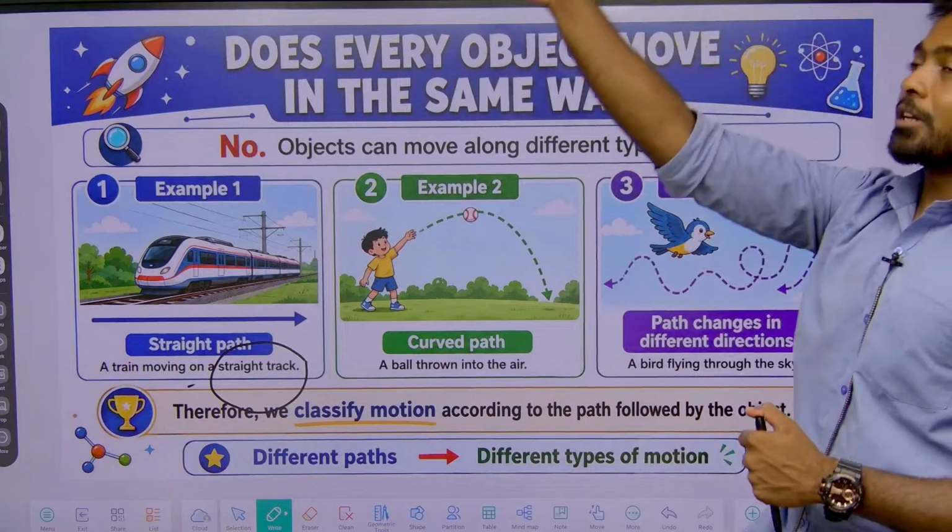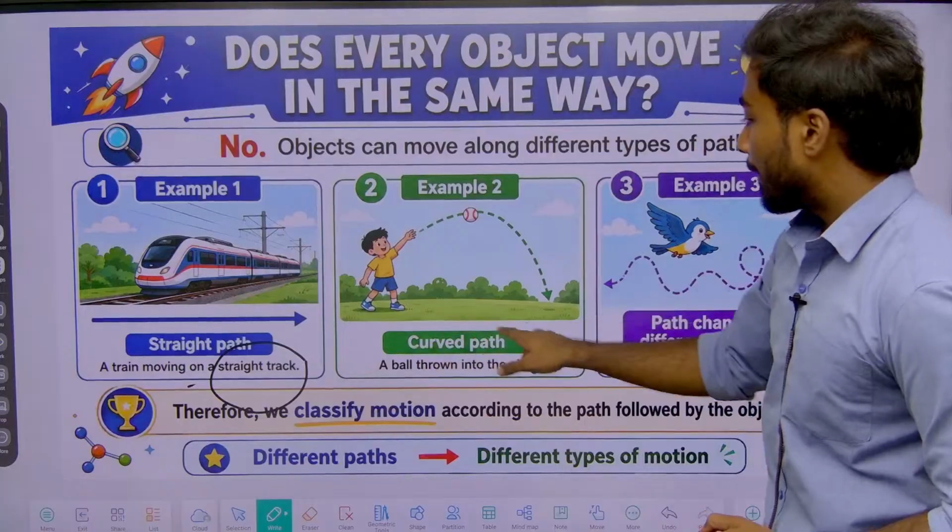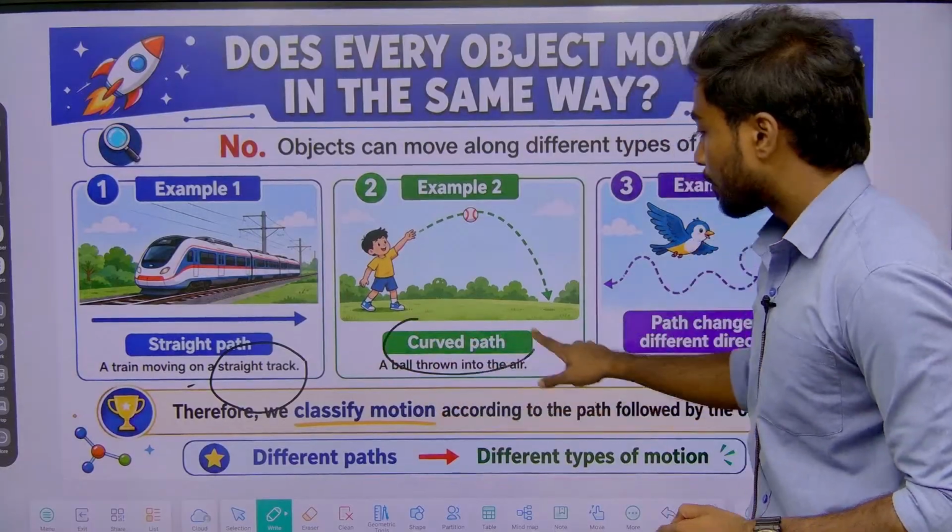The next one, a ball is thrown into the air. I am throwing the object like this. What happened? It will travel in a curved path, no? So a curved path, or a circular path, we can say.